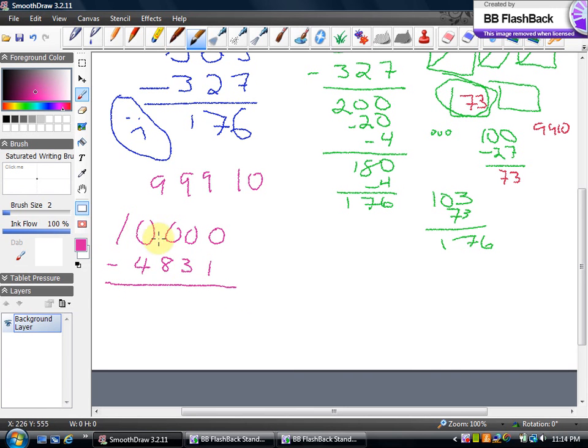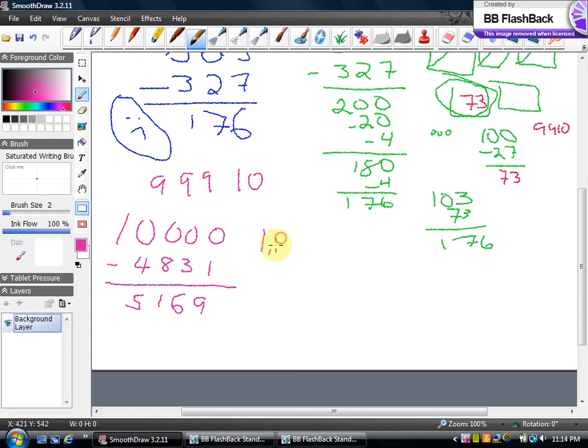So 10,000 minus 4,831, 9, 9, 9, 10. So 4 plus 5, 8 plus 1, 3 plus 6, and 1 plus 9. And if we add those up, you get 9,990, and then 10 more makes that up to 10,000.